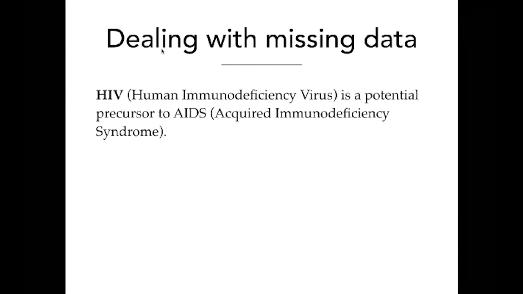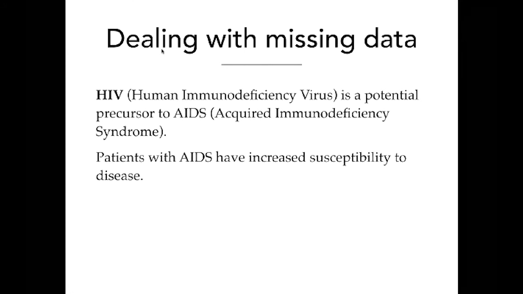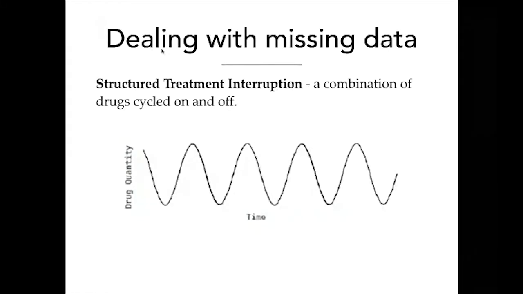Many of you probably know that HIV is a potential precursor to AIDS. Patients with AIDS have an increased susceptibility to disease, so it's ideal to treat this before it becomes AIDS. A common way of treating this is structured treatment interruption. You get some combination of drugs that cycle on and off. The drugs are strong, they hit everything in your immune system, the good and the bad. So it's during the off periods that your immune system gets the boost that it needs to start becoming a bit healthier.